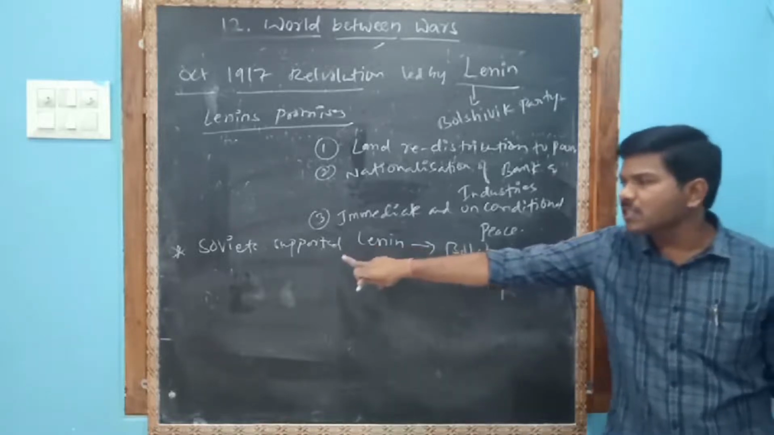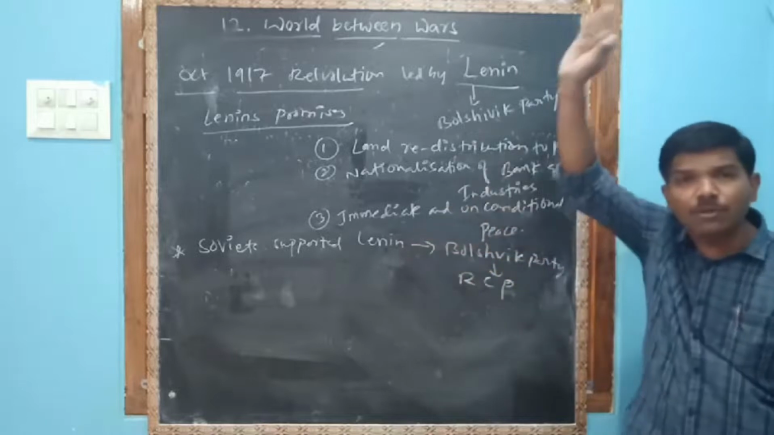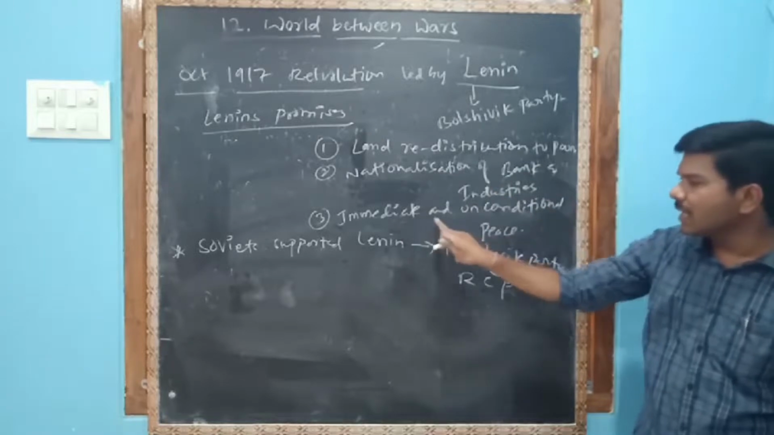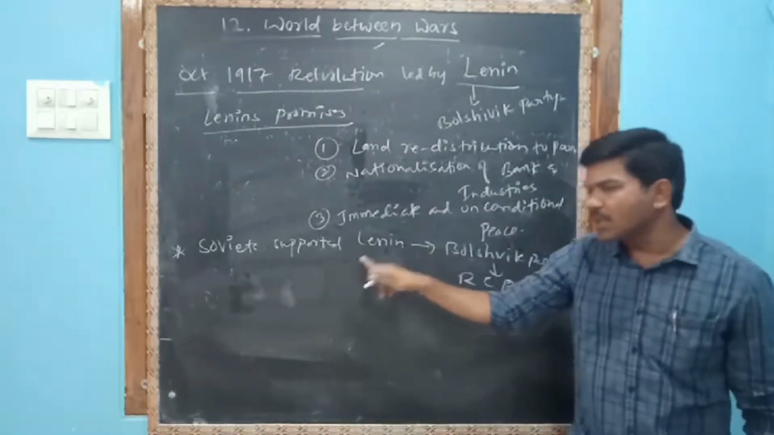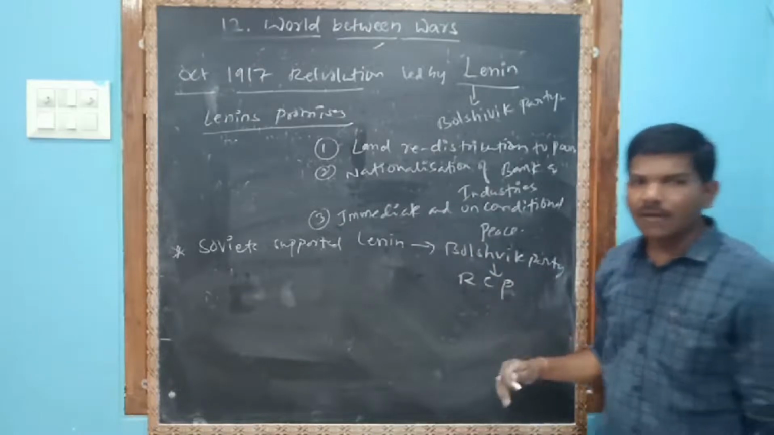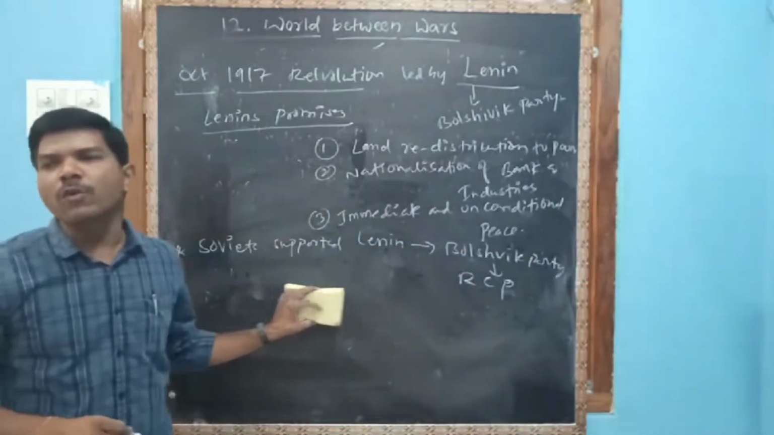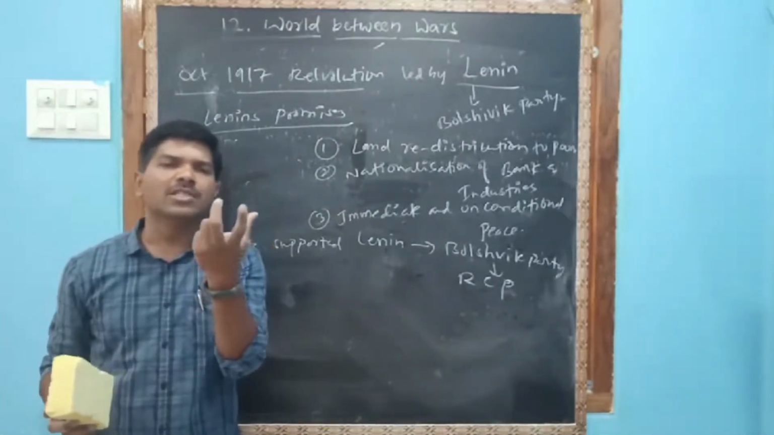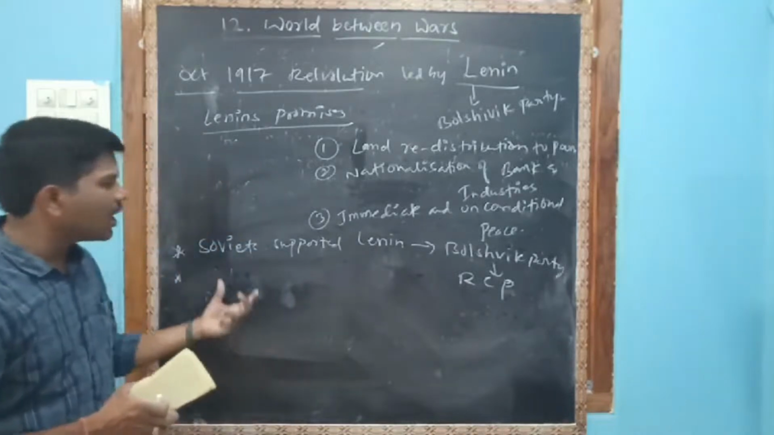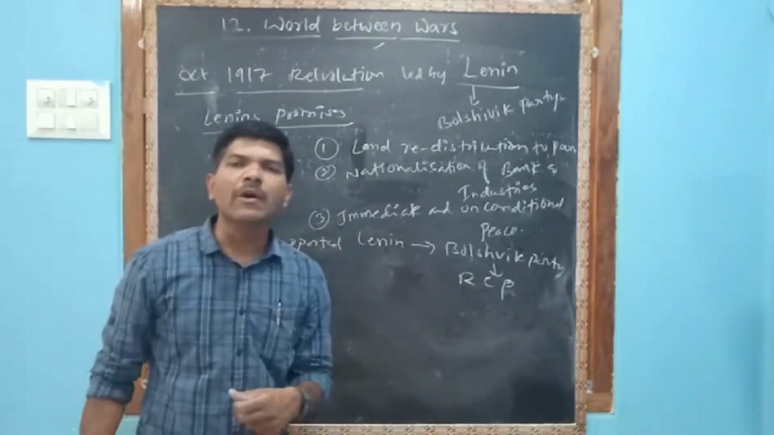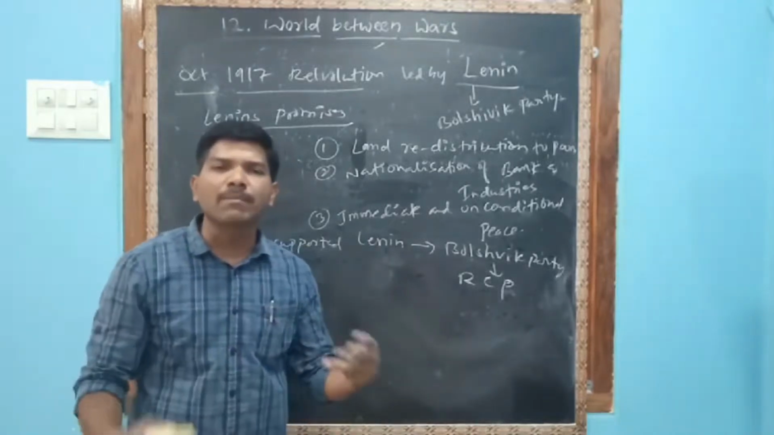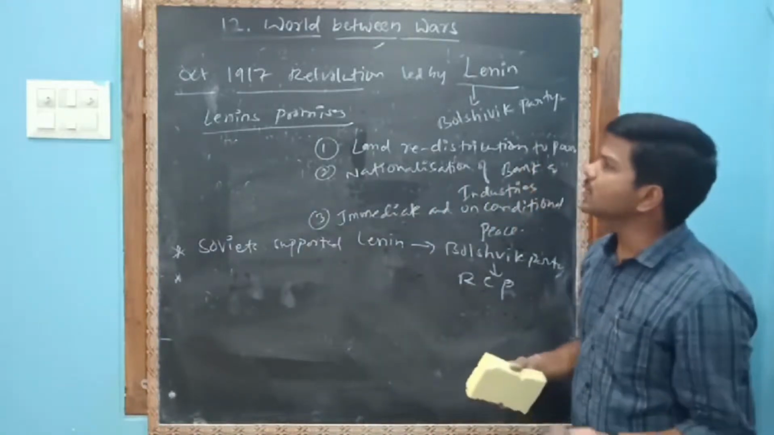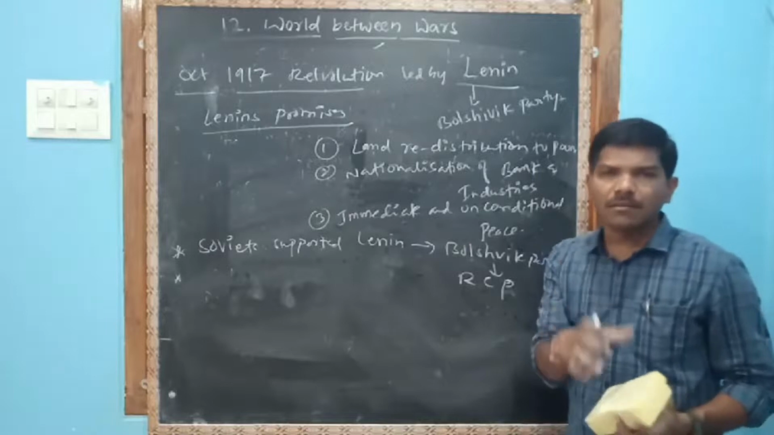I repeat, Soviets supported Lenin because Lenin promised land redistribution to the poor, nationalization of banks and industries, and immediate and unconditional peace. Whenever Soviets were supporting, Lenin took Russia under his control, and the provisional government was completely dissolved. After the dissolution, Lenin became the leader.